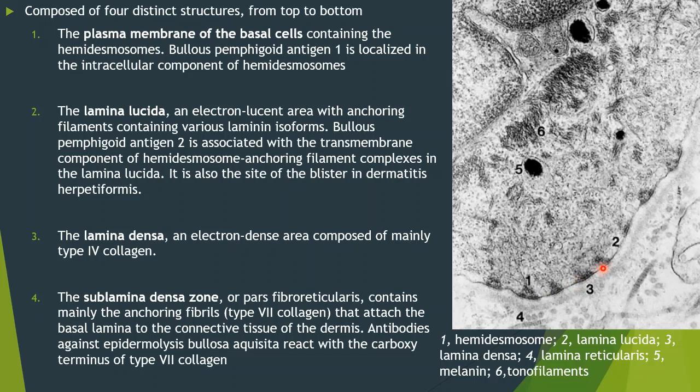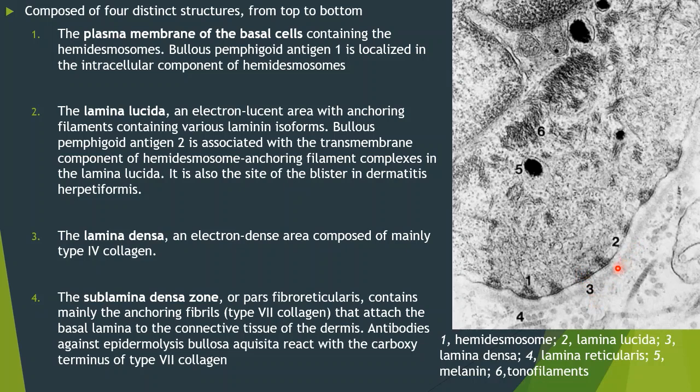These shadows are from the hemidesmosomes, followed by the lamina lucida. This is the electron lucid layer, which consists of the transmembrane component of the hemidesmosome anchoring filament complex, and it is the site of blister formation in case of dermatitis herpetiformis. The bullous pemphigoid antigen 1 is located in the intracellular component of the hemidesmosome, and bullous pemphigoid antigen 2 is associated with the transmembrane component of the hemidesmosome anchoring filament complex in the lamina lucida.